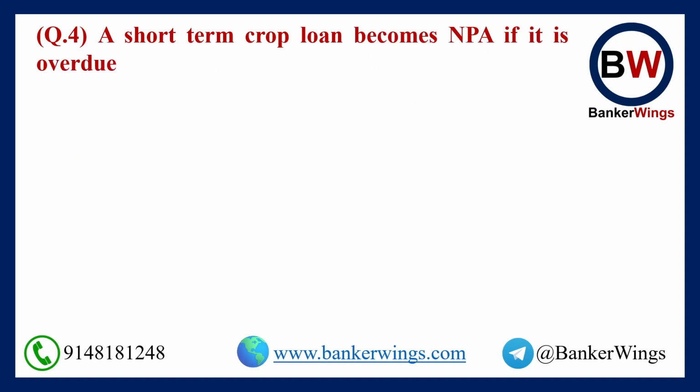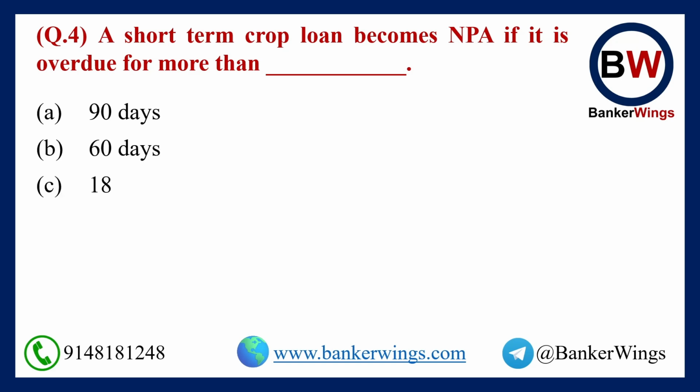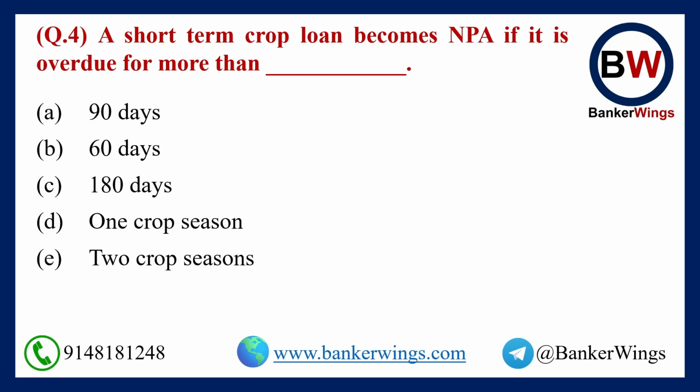Question 4. A short-term crop loan becomes NPA if it is overdue for more than. In the previous question, we understood when a non-agriculture loan account becomes NPA. But here, they are asking us about a short-term crop loan, that is an agriculture loan. So the rules of classifying a loan account as NPA differ for non-agriculture loans, short-term crop loans and long-term crop loans. Here the question asks us for a short-term crop loan. Okay, let us take a look at the options. Option A, 90 days. Option B, 60 days. Option C, 180 days. Option D, 1 crop season. Option E, 2 crop seasons.